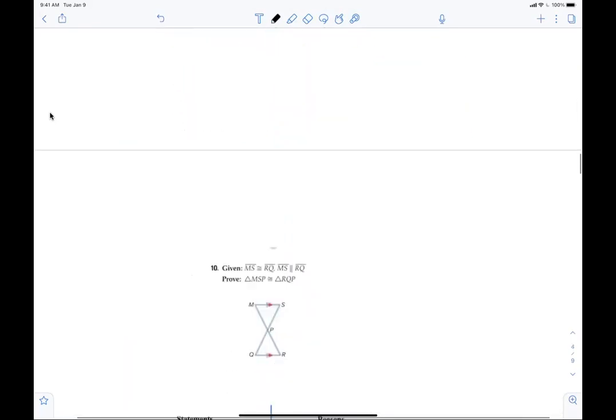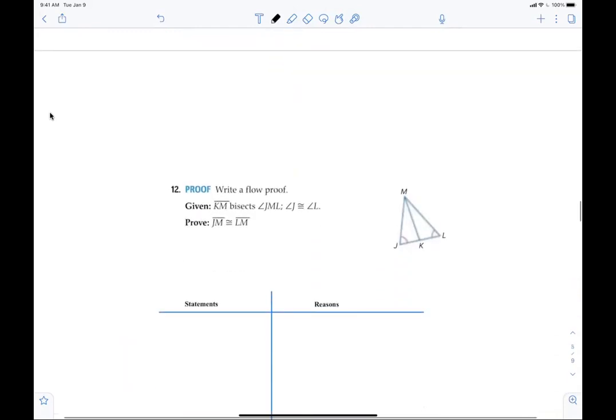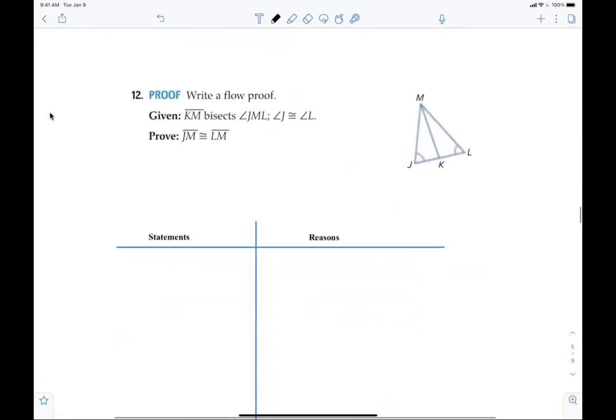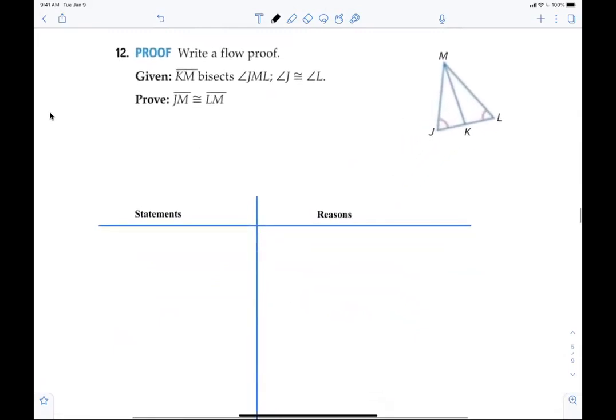All right, let's go to the next one. Let's go to number 12. You can do the other one for homework. All right, so I'm going to do number 12, and then you can do the rest of it on your own. Okay, so here we go. Let's write down the given.